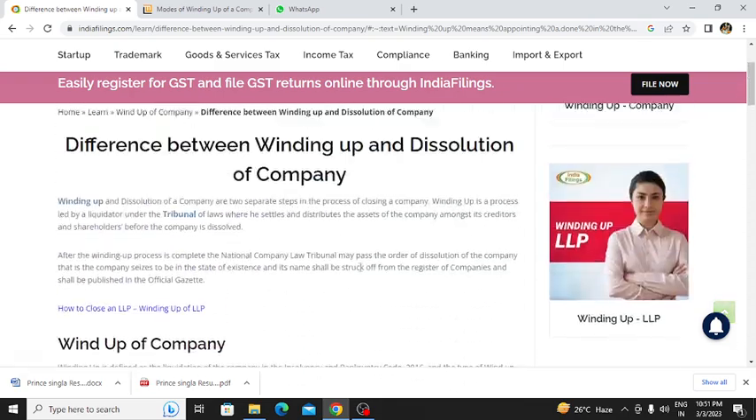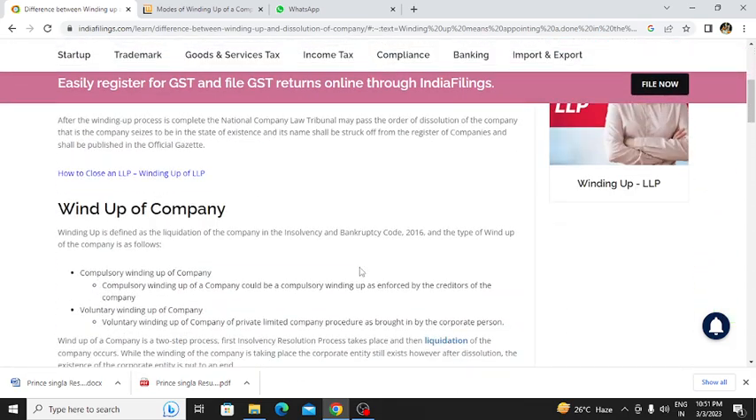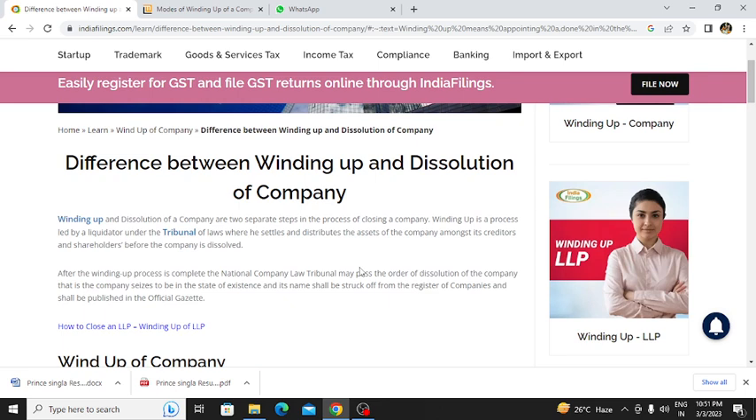So I hope you all understand the difference between them. If you have any query, ask in the comment section. You will understand what the difference is between them, and what the definitions of winding up and dissolution are.